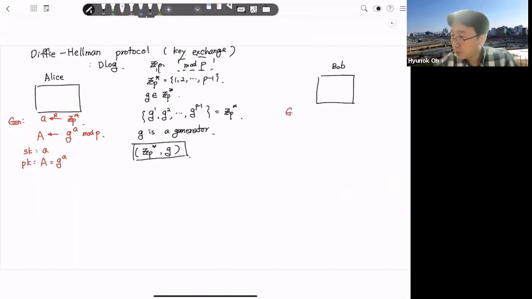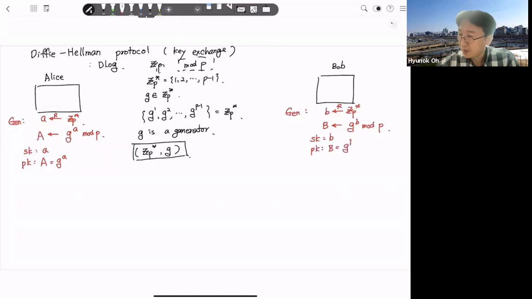Similarly, Bob is also doing the same thing. Bob is choosing a random number small b and computing large B, which is G to the b. The private key is small b, and the public key is large B, which is G to the b mod P. Okay.